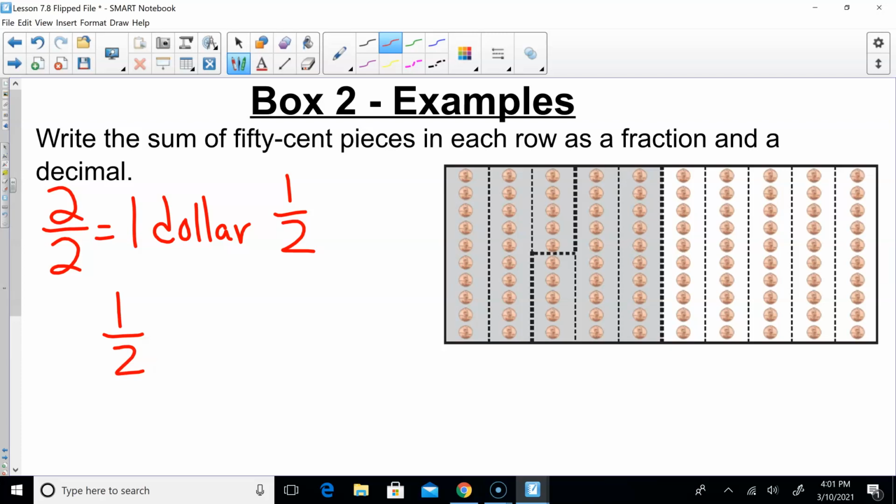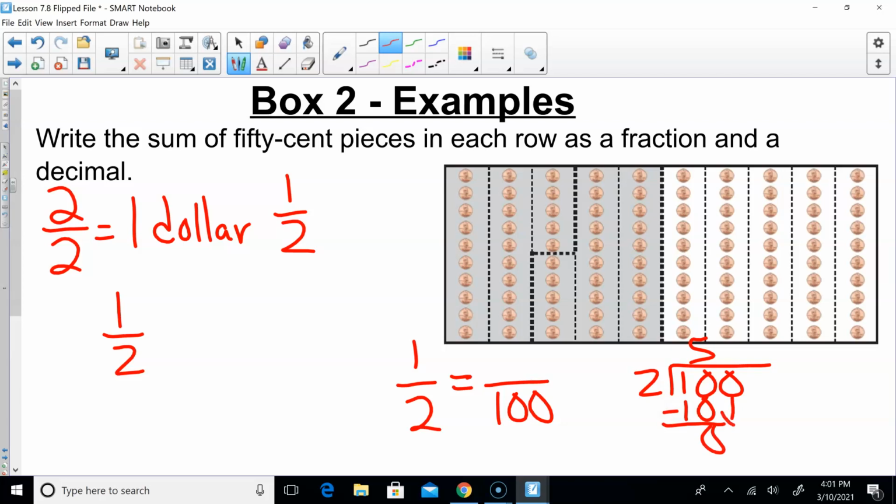How would I write that as a decimal? Well, I have to do that same strategy again. 2 times what equals 100, so I can divide 100 by 2. I put a 5 here. That equals 10. Subtract 0. Bring down the 0. It would be 50. So I can multiply this one by 50, which means I take my 1 times 50, and it would be 50 hundredths. So to write this as a decimal would be 0.50. And that is how we would do it if we are dealing with 50-cent pieces.